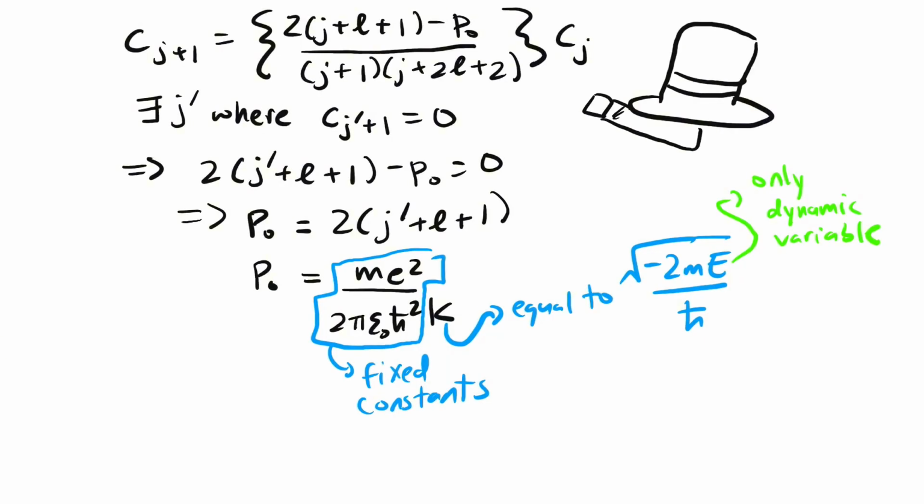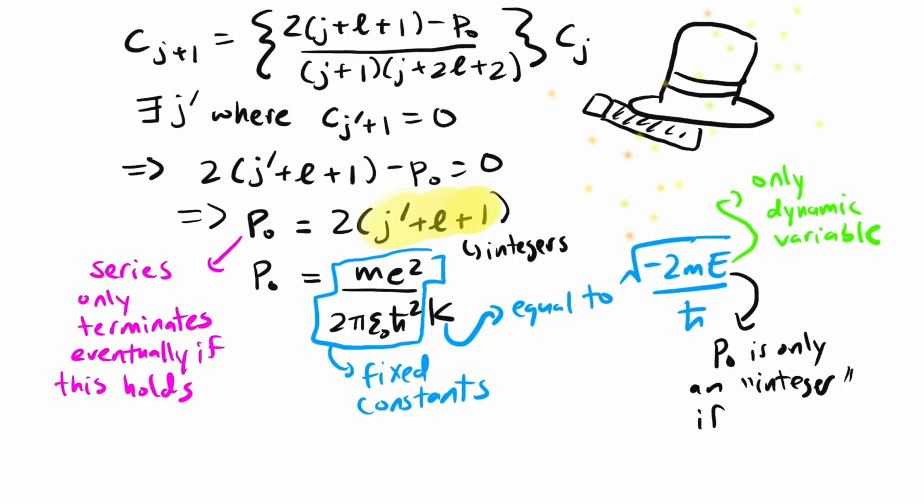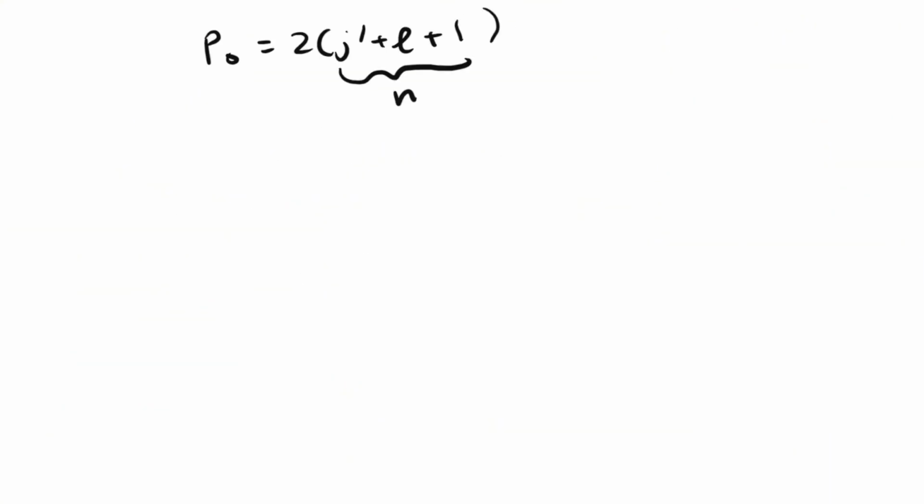Okay, this is where the magic happens, so stay with me. Our series will only terminate if this relation holds. But since j prime and l are integers, this only holds when p0 is also an integer. And since p0 depends on e, that only holds if e is an integer. Let's make this more concrete. Let's define this as some integer n, where n starts at 0.